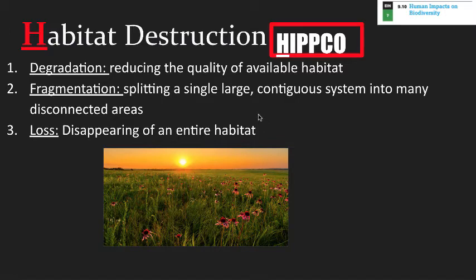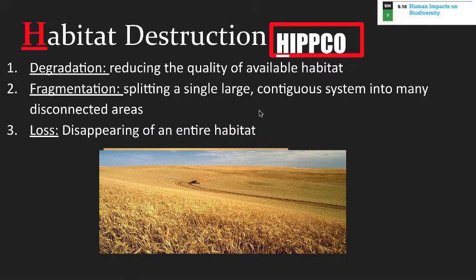We can reduce the quality of the habitat through our interventions in building or pollution. We can do things like fragmentation, where we split a large area into many disconnected areas, or we can completely eliminate an entire habitat.